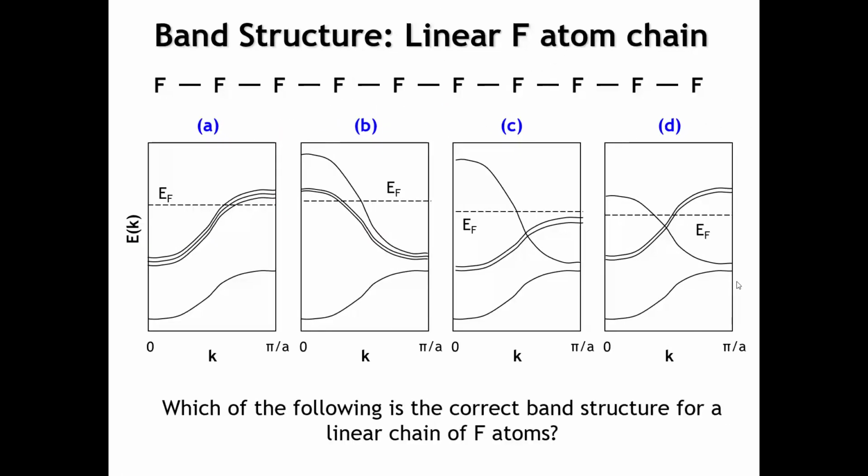Okay, let's finish this lecture by going to another example, a linear chain of fluorine atoms, and I want you to figure out what the band structure looks like. I've given you 4 possibilities here, A through D. One of these is the correct answer. So why don't you analyze this and decide which one of these is correct. And after you've done so, we'll go over the answer.